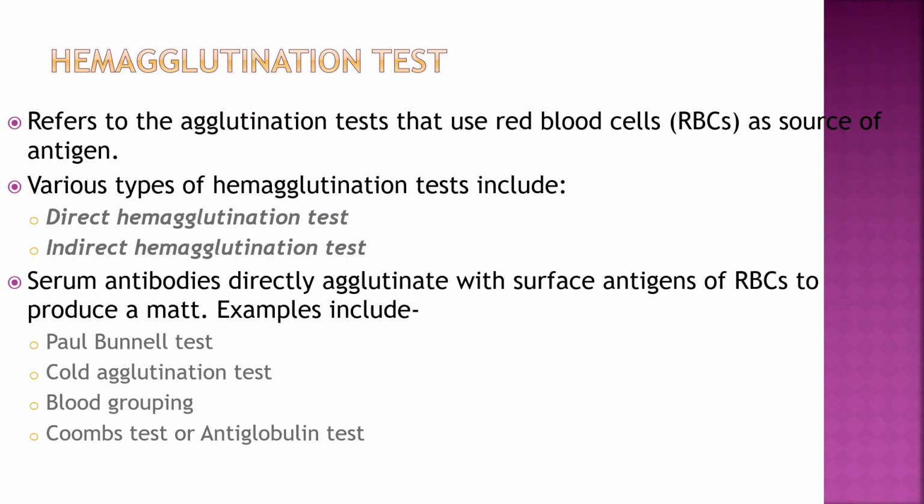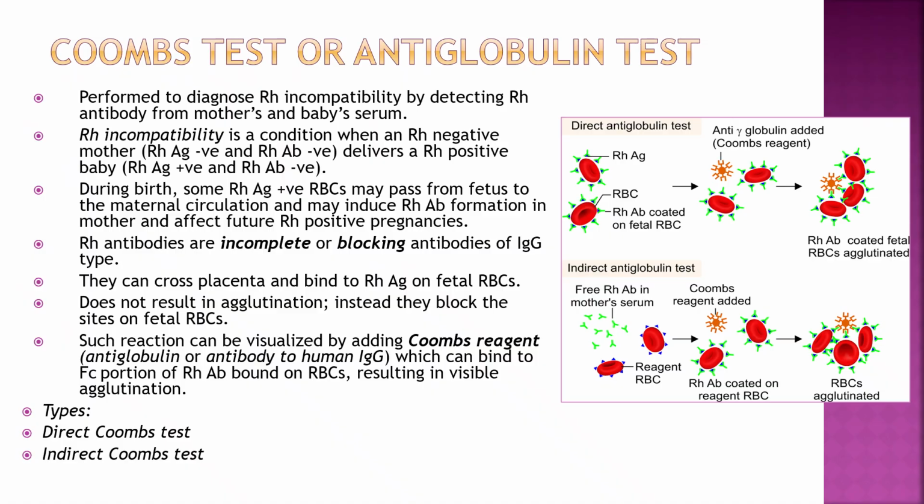In hemagglutination tests, the RBCs are used as a source of antigen in the agglutination test. Applications include the Rose-Waaler test, cold agglutination test, blood grouping, and the Coombs test, or antiglobulin test. The Coombs test is performed to diagnose Rh incompatibility by detecting Rh antibody from mother and baby serum. In Rh incompatibility, an Rh negative mother has an Rh positive baby because of the Rh positive father, and the Rh antibodies are incomplete or blocking antibodies.